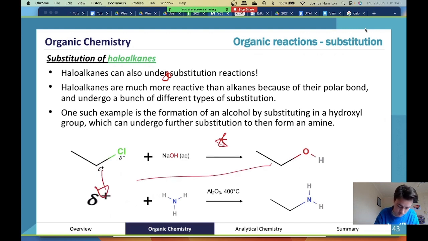As you can see here, if you want to add in an NH3, it is a little bit different. You do need some catalysts, and as you can see there, it's Al2O3 and 400 degrees Celsius.